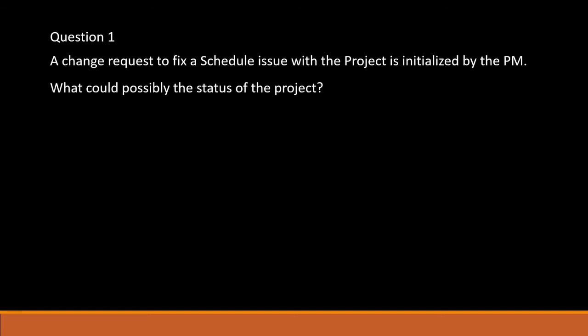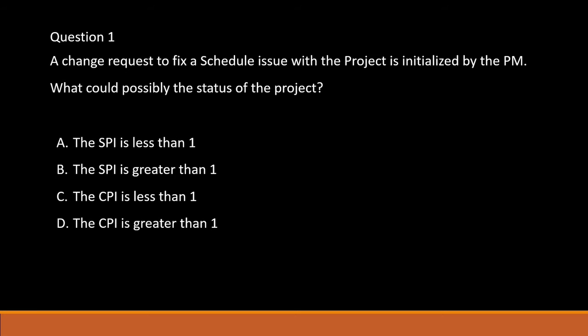So question number 1. A change request to fix a schedule issue with the project is initialized by the PM. What could possibly be the status of the project? Here are the options. A. The SPI is less than 1. Option B. The SPI is greater than 1. Option C. The CPI is less than 1. Or option D. The CPI is greater than 1.